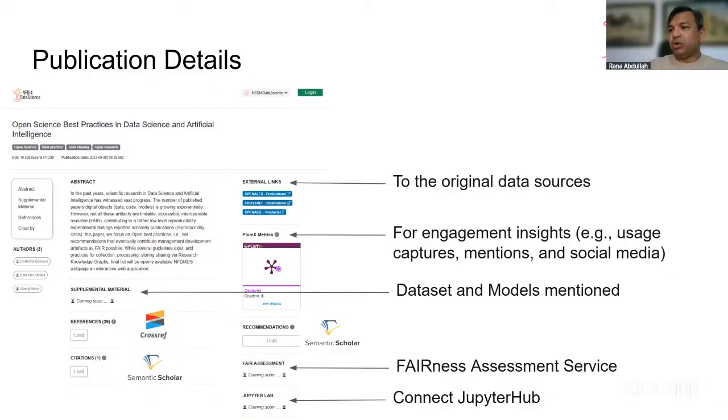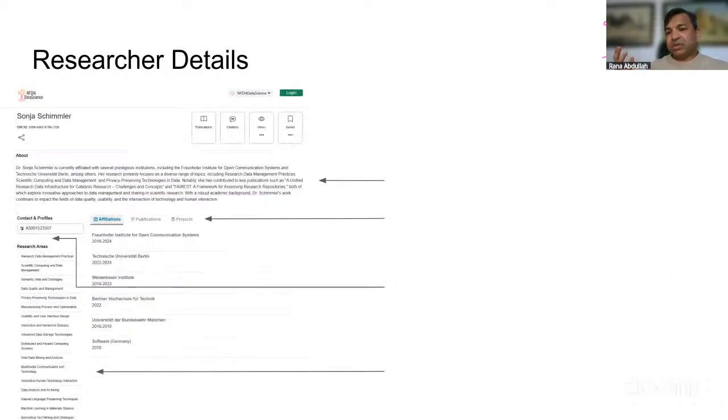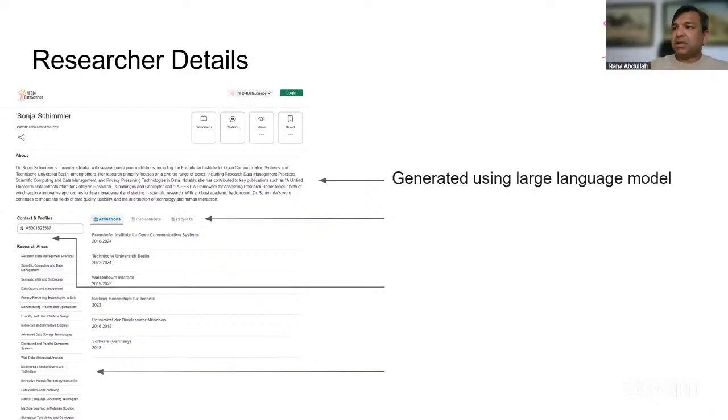Recommendations are pulled from Semantic Scholar, and the citations are also from the same source. In a similar fashion to the publication details, a person can also click on the researcher's details, where we generate the about section from all of the details which we pull related to that particular researcher. We're definitely looking at Sonja's profile at this time. I'm sorry, I don't know why I pulled this, but yeah.